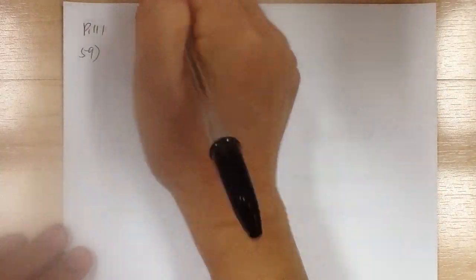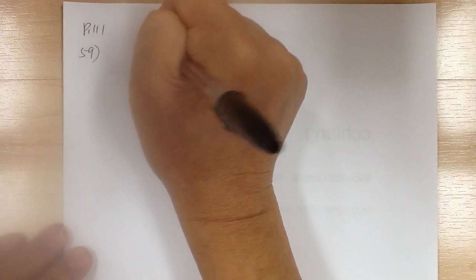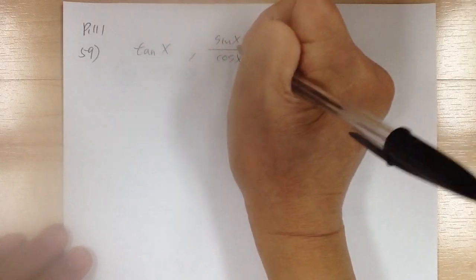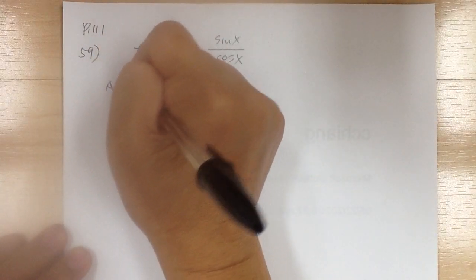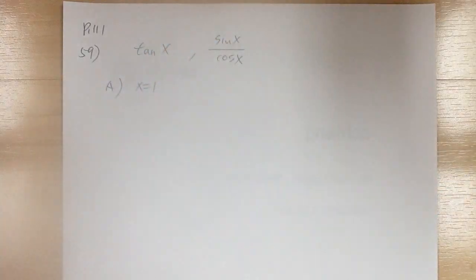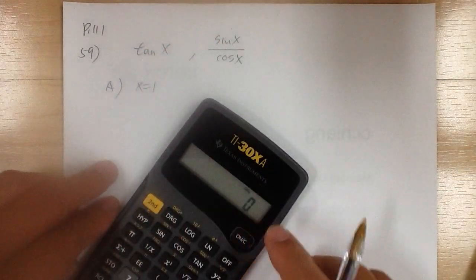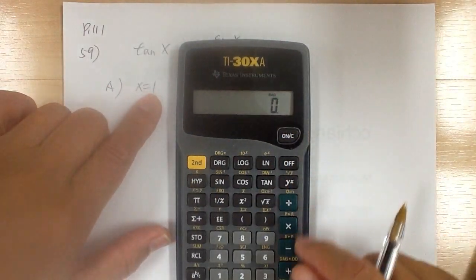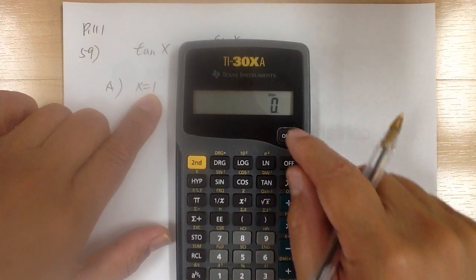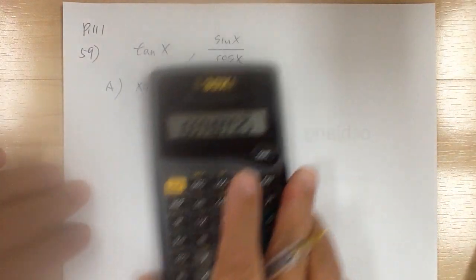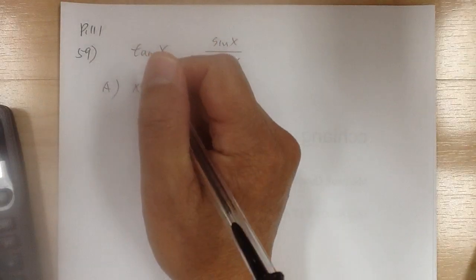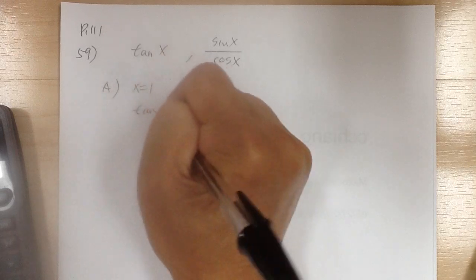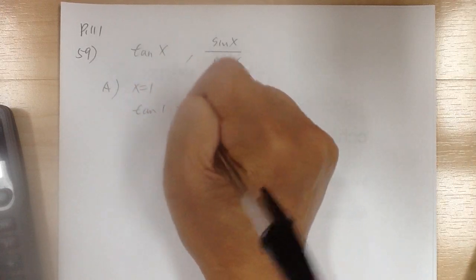Okay, 59. You want to evaluate tangent of x, and you want to evaluate sine x and cosine x. So A, when x equals 1, you're going to get your calculator and make sure it's in the radian mode, because this is radian, right? And you take the tangent of that, to 2 significant digits. So the answer would be, tangent of 1 will equal 1.6. Okay?